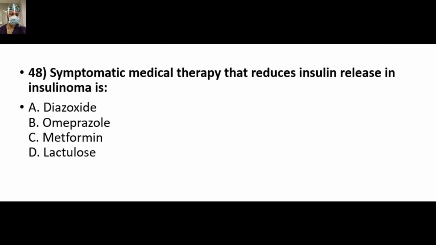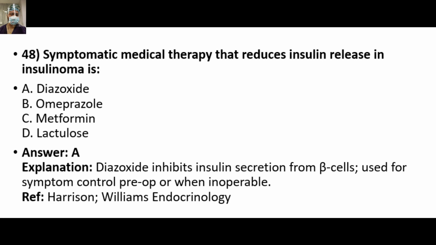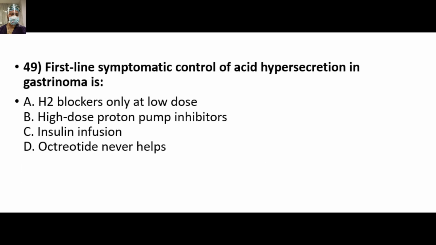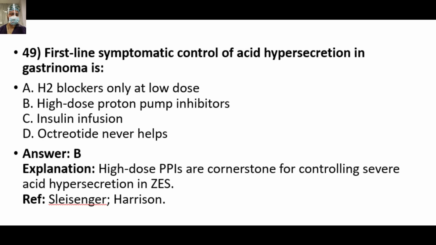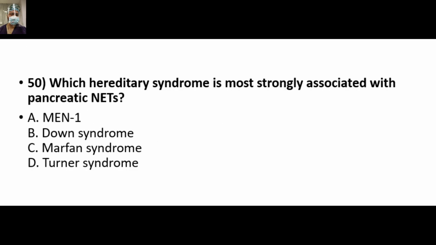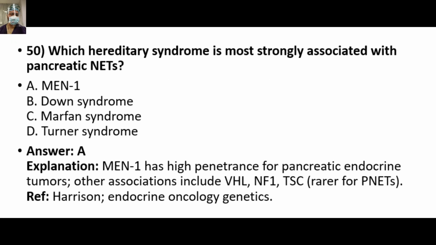Symptomatic medical therapy that reduces insulin release in insulinoma is, I hope if you are not able to answer it, then I'm really worried, diazoxide, option A. It inhibits insulin secretion from beta cells and is used for symptomatic control pre-op or even when inoperable. First line symptomatic control of acid hypersecretion in gastrinoma is, it is simple, high dose PPI, option B. Which hereditary syndrome is most strongly associated with pancreatic NETs? MEN1 has high penetrance for pancreatic endocrine tumors. Other associations include VHL, NF1 and TSC, rare for PNETs.